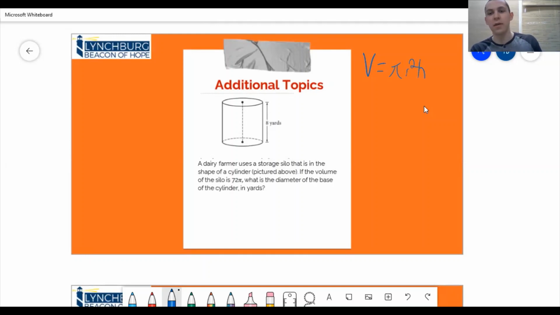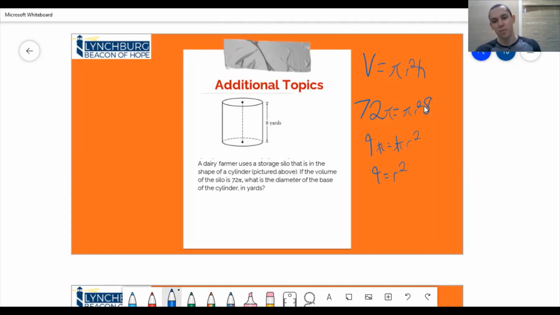Okay, so we get that, and it tells us that our volume is 72 pi, so we can just go ahead and fill that in. And that's still equal to pi r squared, except I'm going to go ahead and fill in our height since it gives us that too, of 8 yards. So our first step is to divide 72 by 8. 72 divided by 8 gives us 9 pi, which equals pi r squared. Our pi's will cancel out, so then we're left with 9 equals r squared.